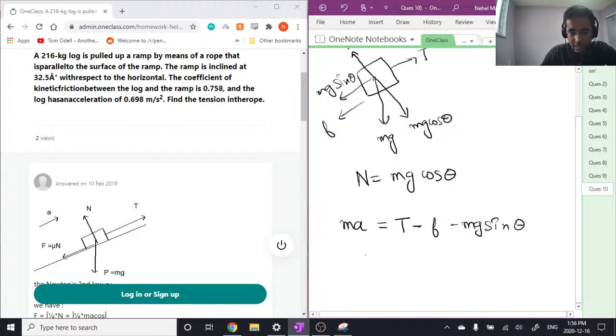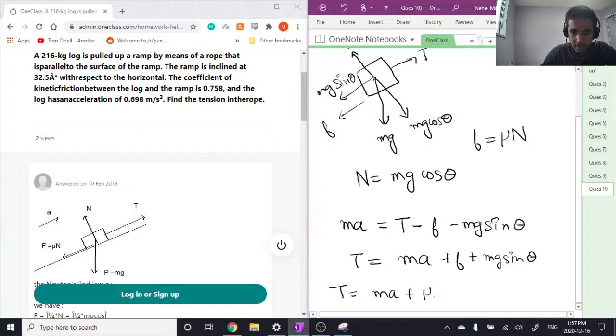Okay, so if we were to solve for T, we would get T is equal to ma plus F plus mg sine of theta. F, which is the frictional force, is nothing but the coefficient times N, which is the normal force, and we know N is equal to mg cos theta. So for T we get ma plus mu times mg cosine of theta plus mg sine of theta.